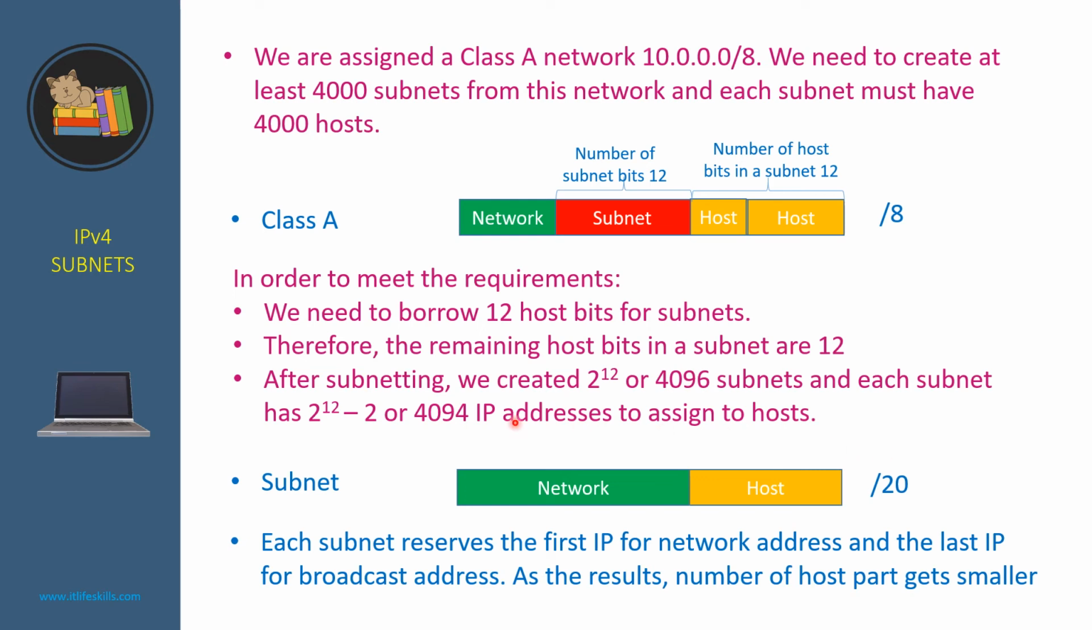And here is a subnet detail. Each subnet has 20 bits for network and 12 bits for host. Each subnet reserves the first IP for the network address and the last IP for the broadcast address. As a result, the number of host addresses gets smaller.